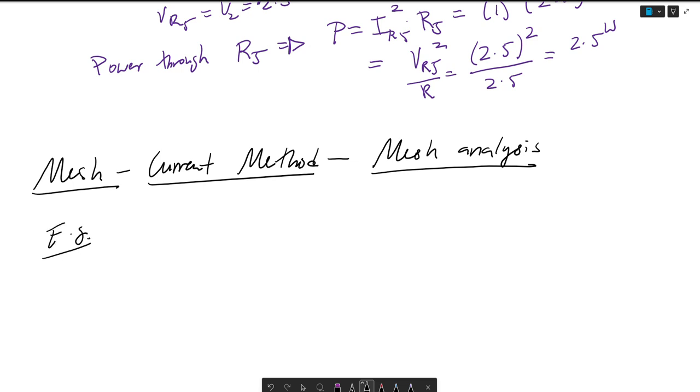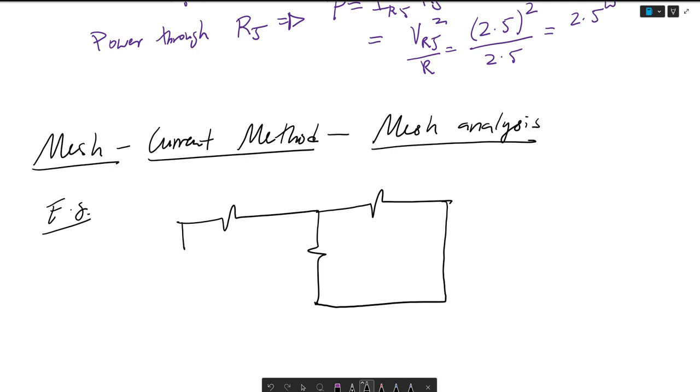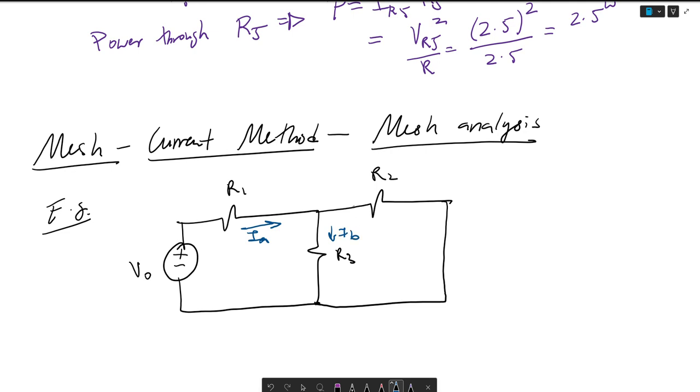So pictorially, what that looks like is if you have a circuit that looks like this, where this is V0, this is R1, this is R2, this is R3. We could say that current is flowing here, IA, and also coming back out as IB and IC, and again, obviously coming back in here as IA.